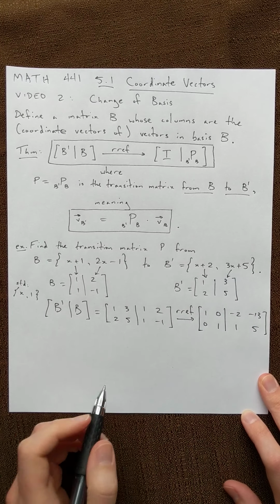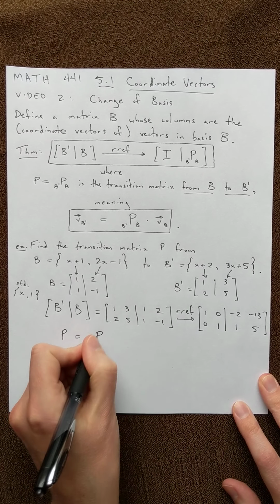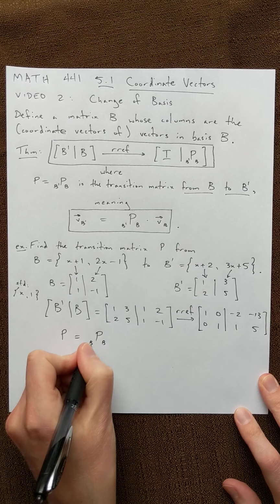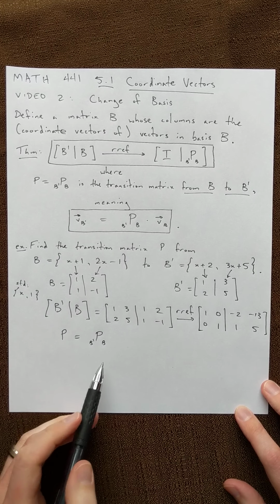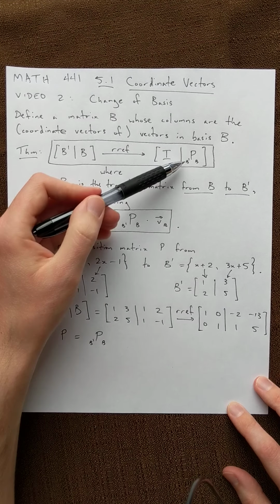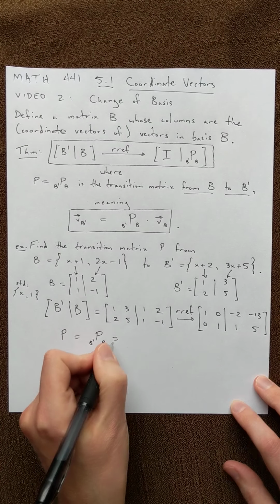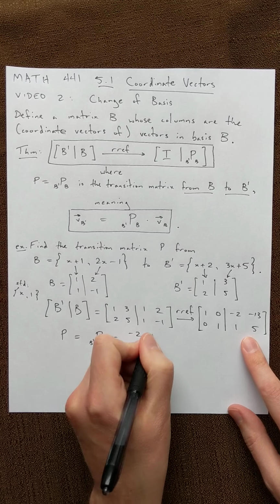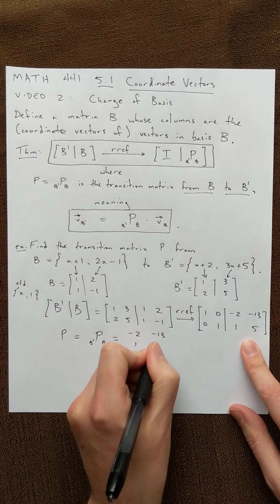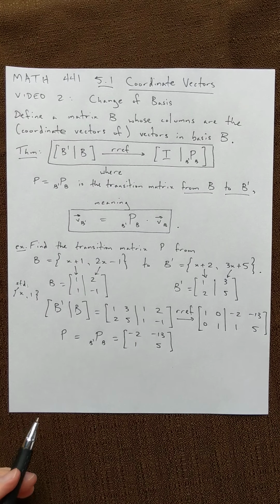So supposedly the transition matrix P, which I'm going to write as P with B on the left and B prime on the right, so the same order on the left side as you see on the subscripts of P, is going to be this matrix on the right side, negative 2, negative 13, 1, 5.